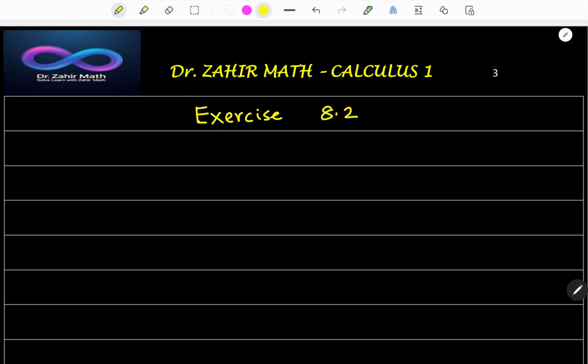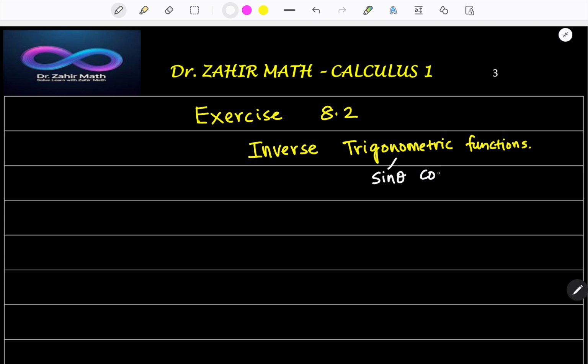8.2 is what? Inverse trigonometric functions. What is an inverse trigonometric function? First of all, we will see what trigonometric functions are. Trigonometric functions means sine theta, cosine theta, tan theta, and the reverses: cosecant theta, secant theta, and cot theta.